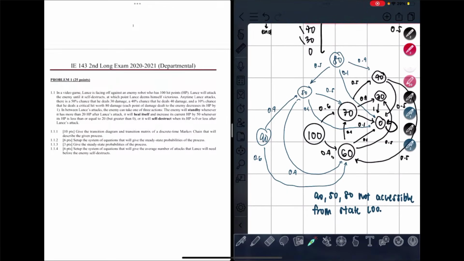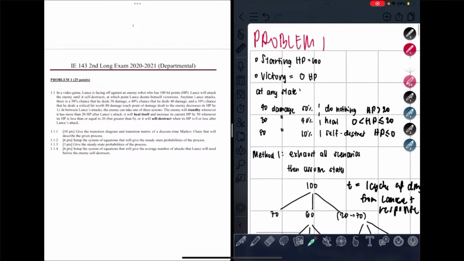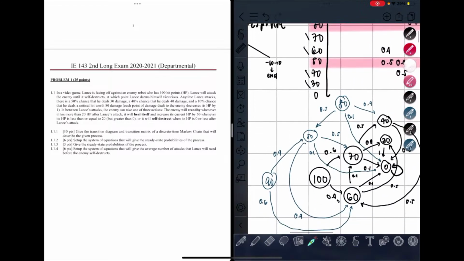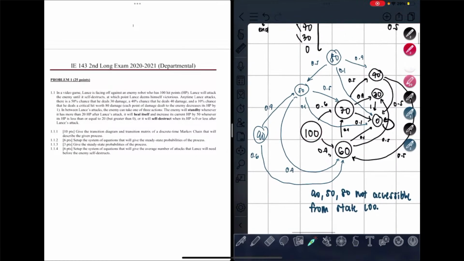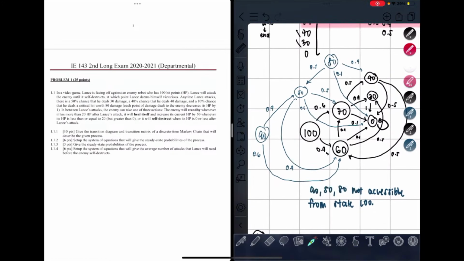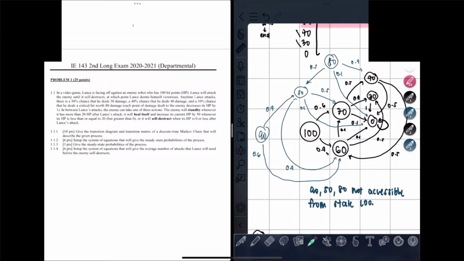But in the context of this problem, the implication when you say that in the video game, you have an enemy robot with 100 hit points, is that the starting state here is 100. If you look at the state diagram, there's no way to get to 80, 50, and 90 from 100. If the starting state is here, you travel between the states, but you cannot get to any of these states. Meaning, in the context of this problem, it's as if these states don't exist.